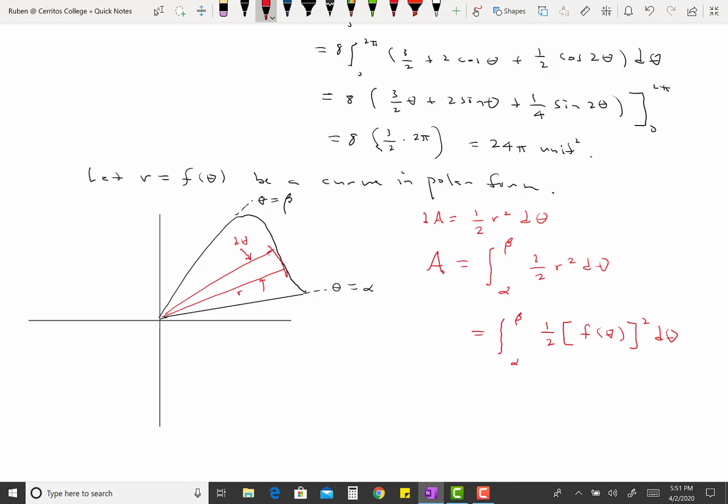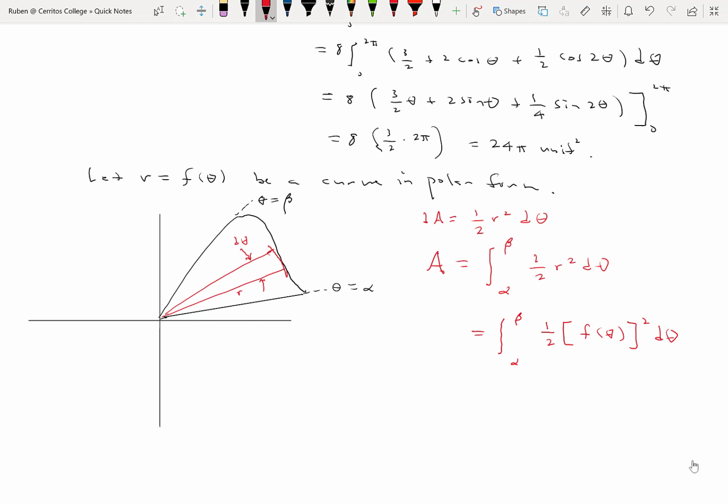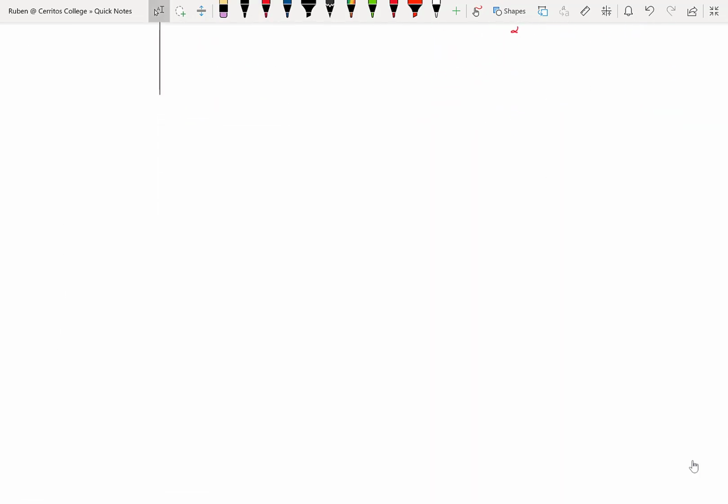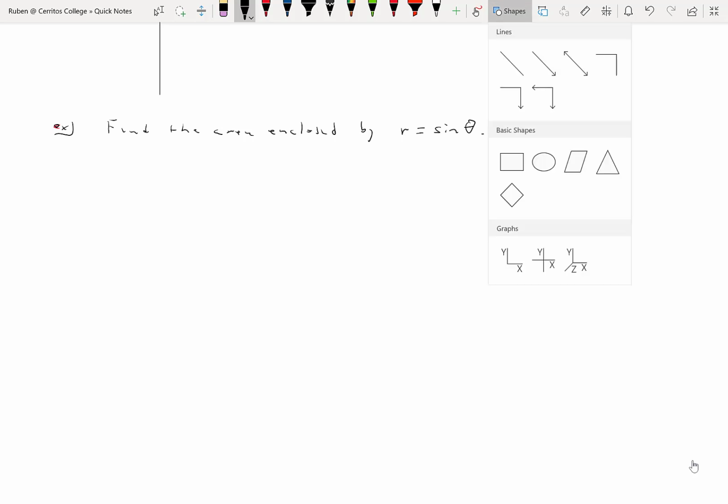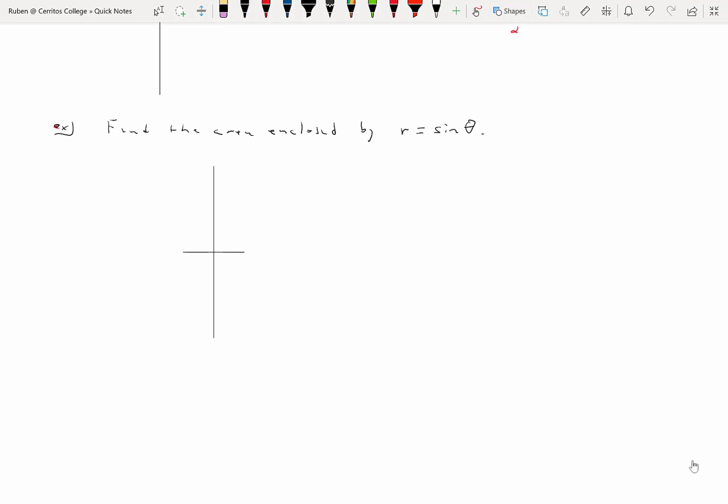Okay, so let's take a look at another example. For our next example, let's find another area. Find the area enclosed by r equals sine of theta. I'm going to use the technique that I used to graph our last polar equation. I'm going to first consider the graph of r equals sine of theta in the rectangular plane. So let's graph one complete period of r equals sine of theta.